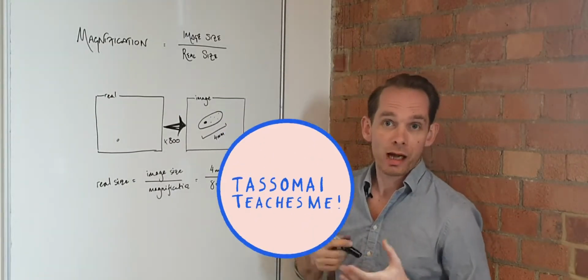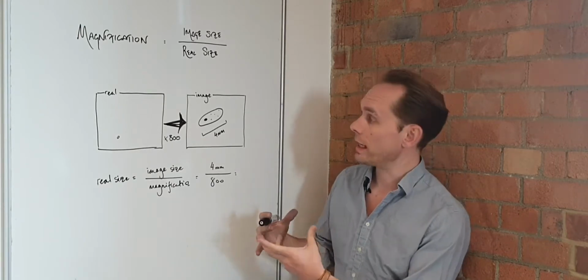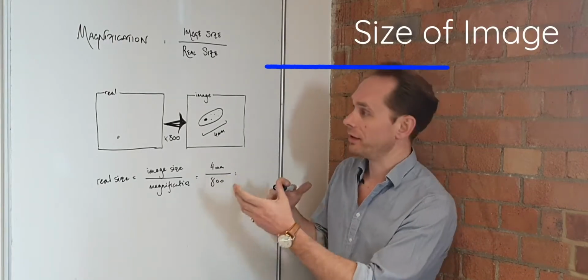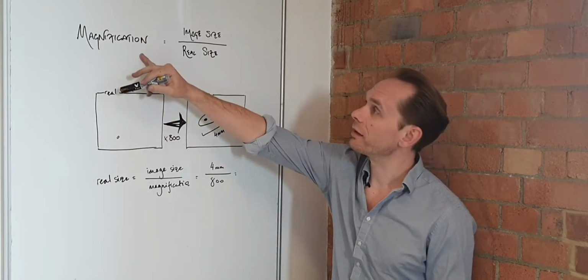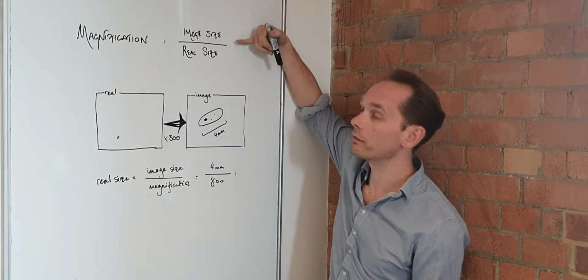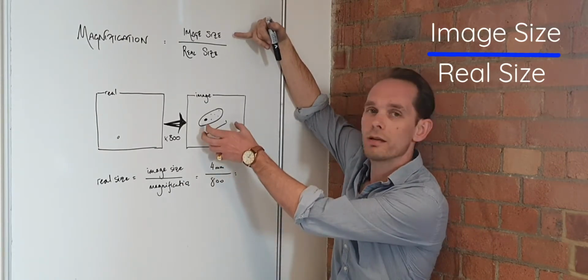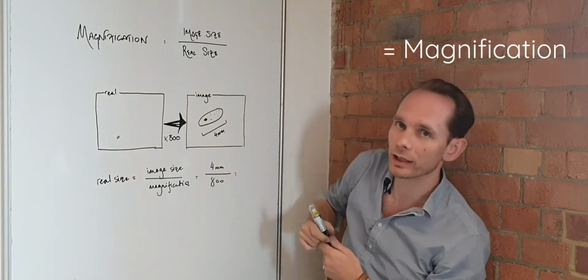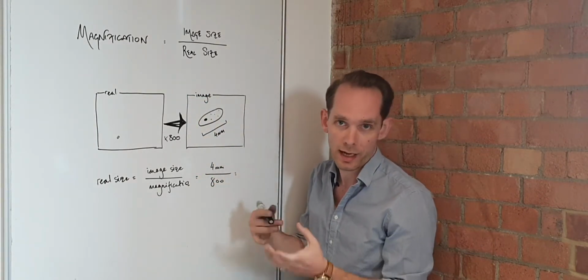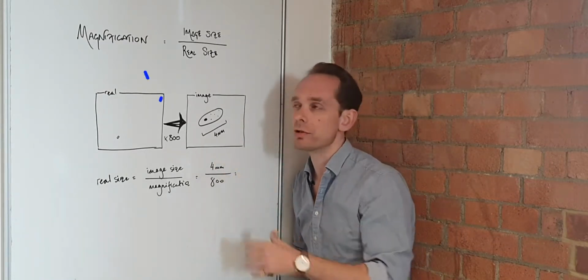This video is about magnification, the equation of magnification, and how you can use that equation to work out either the size of an image or the size of a real object. The equation for magnification is that the magnification is the ratio between the image size and the real size. So if you divide the size of the image you observe by the size of the real object, you'll have worked out the magnification. More normally than that, you'll need to rearrange this to work out the size of a real object.